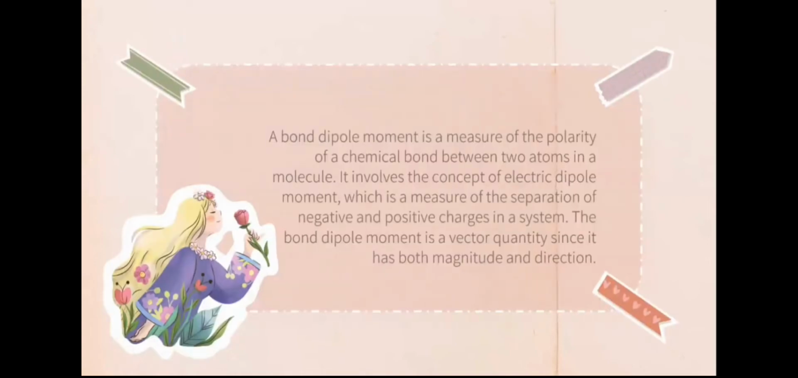A bond dipole moment is a measure of the polarity of a chemical bond between two atoms in a molecule. It involves the concept of electric dipole moment, which is a measure of the separation of negative and positive charge in a system. The bond dipole moment is a vector quantity since it has both magnitude and direction.